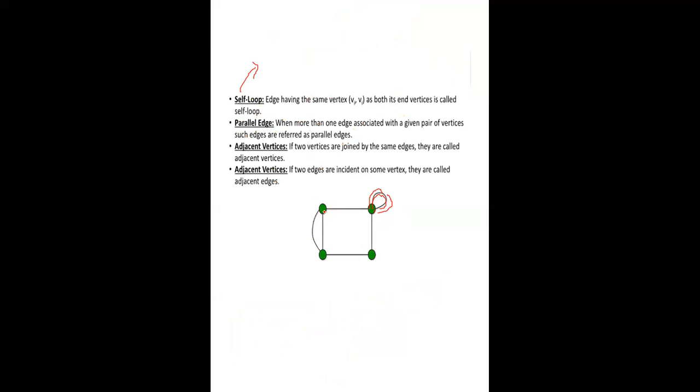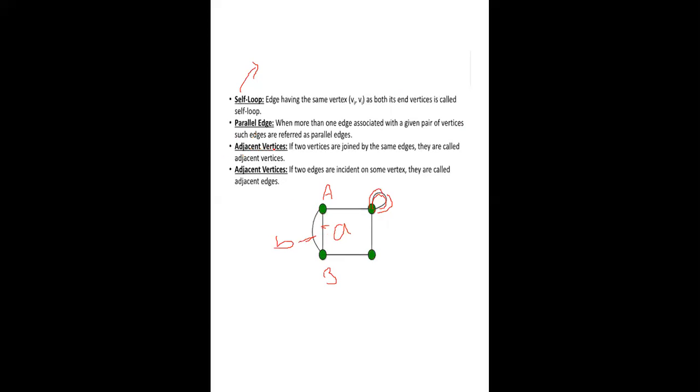Parallel edge. Parallel edge means for a given pair of vertices, there is an edge parallel to it. For example, let's suppose this edge is A and this edge is B. Then this vertex is A and this vertex is B. Then for the same pair of vertices, either edge A or edge B, both are correct and both are parallel edges.